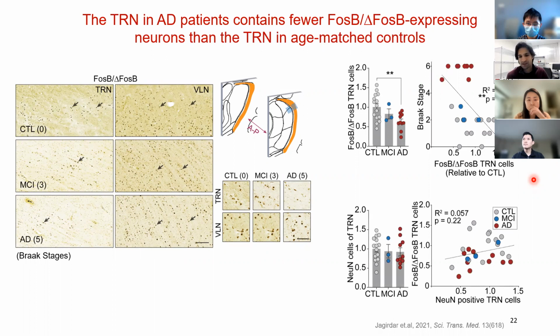Also, the same way we tested in our mice, we wanted to test if there is neuronal loss in AD patients. Apparently, there was no neuronal loss in TRN when we checked in the 80 patient samples, and we did not see any correlation with the neuron positive TRN cells and delta phosphate TRN cells. So it does indicate basically that the cells are there, the TRN cells are there, they are not dead, but they exhibit decrease in activity even in the patients.